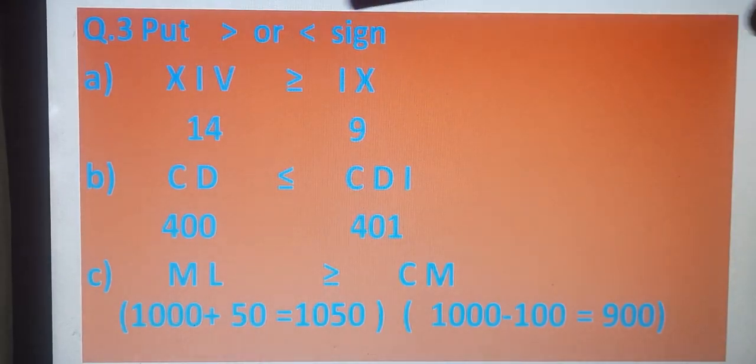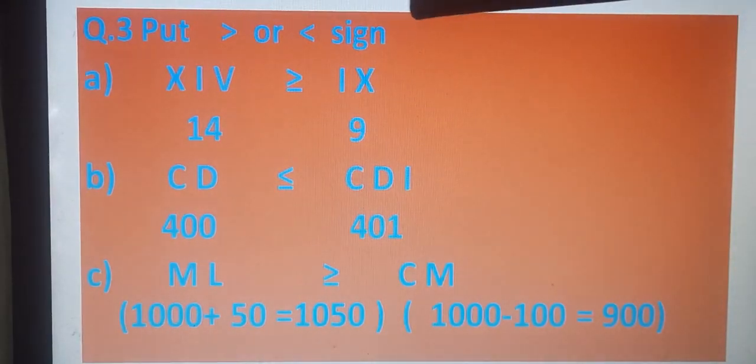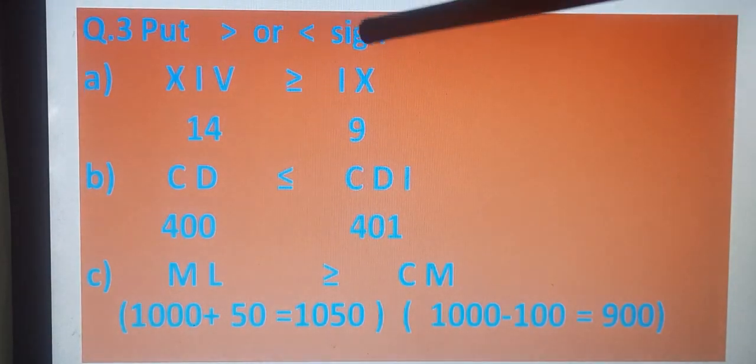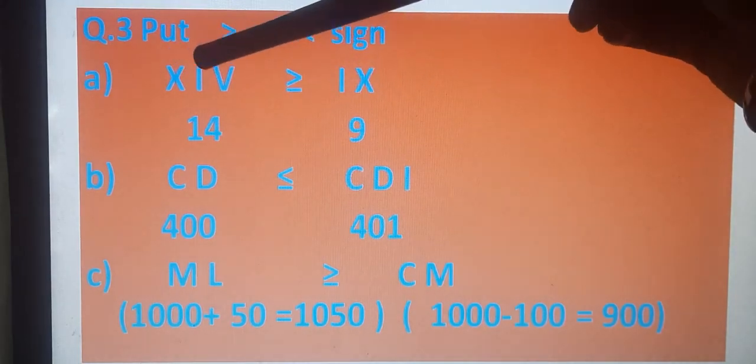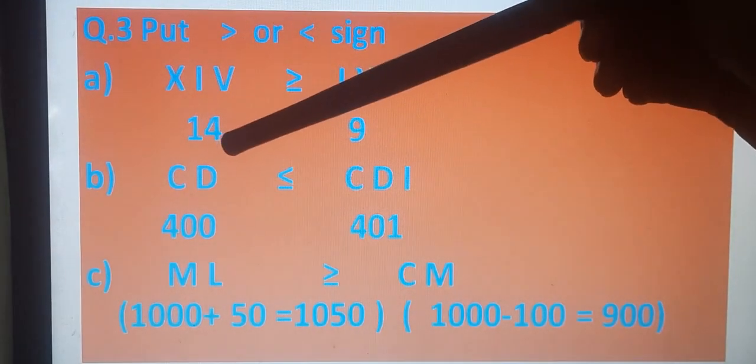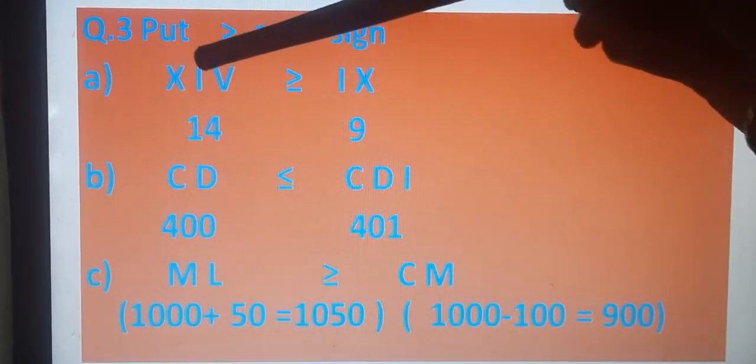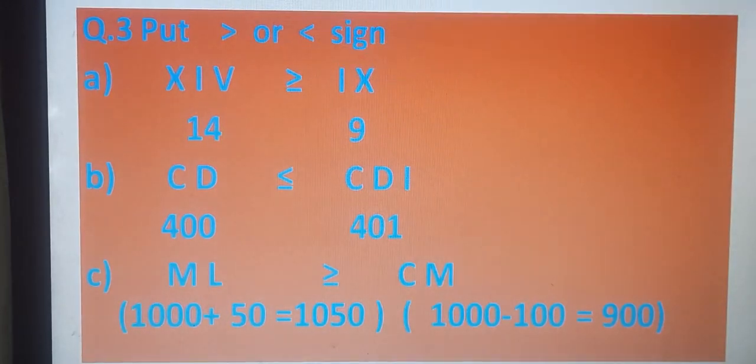Next question is question number 3. Put greater and less than sign. A part, XIV, IX, dash is there. You see X 10, IV 4, so it is 14. IX is 9. 14 is greater than 9, so XIV is greater than IX.